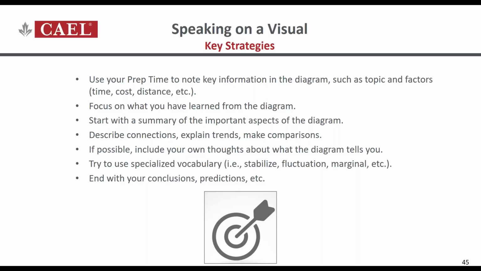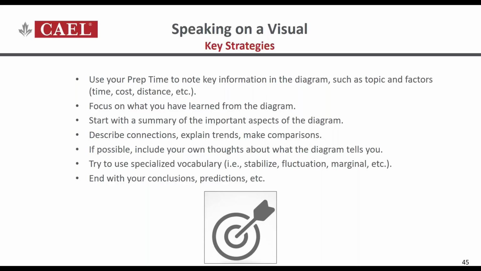Describe connections, explain any trends, and make comparisons. For example, saying that over time, the trend for travelers into Canada was that all of them were increasing, but air travel was always the most popular. If possible, include your own thoughts about what the diagram tells you. So for the traveling one, for example, you could say, well, this slight dip in 2014 could be because of blah, blah, blah, right? And give your own opinion about why you think that.